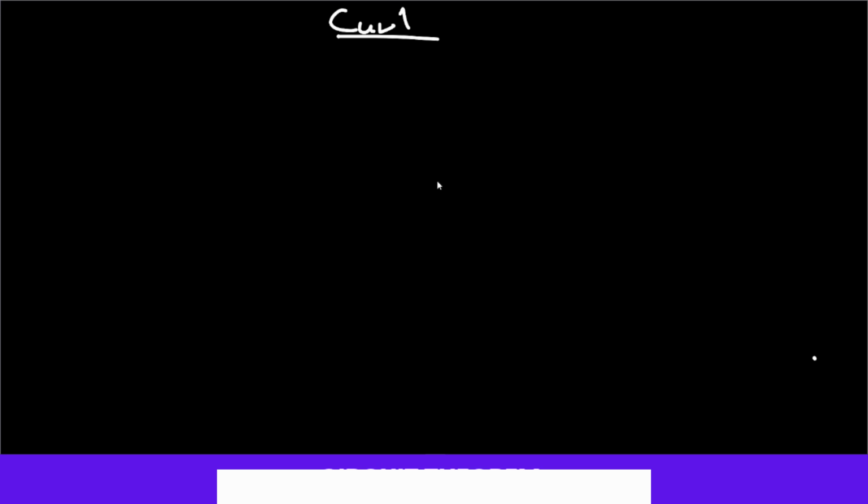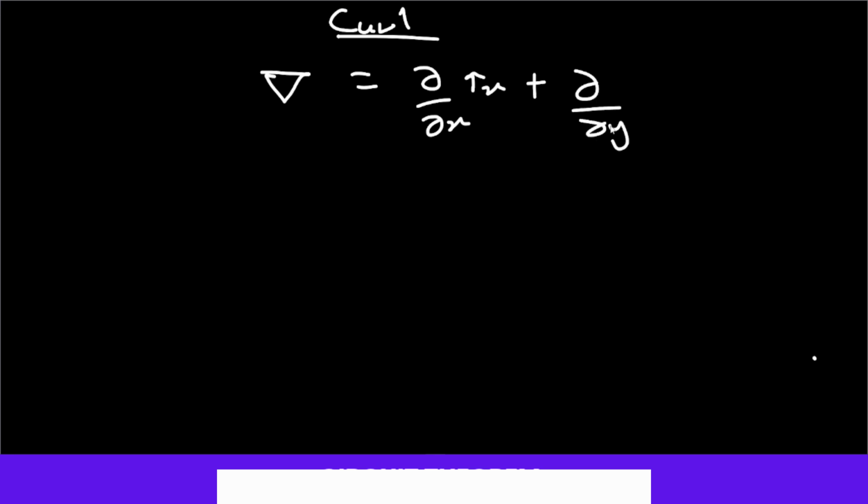Today we are going to discuss the curl operator, and anytime we want to understand these concepts, we need to understand what we term the del operator. The del operator is given by the partial on x in the i direction, then the partial on y of j, and then the partial on z of k. Having this in mind, we are going to look at the curl.